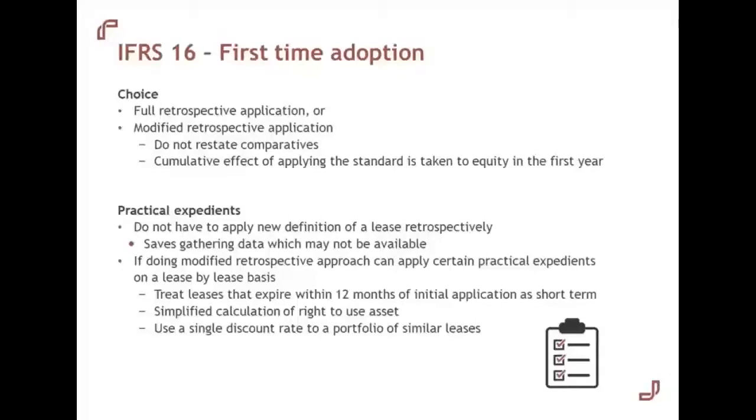Also, if you're doing the modified retrospective approach, where you have leases that are near the end of their life, so they may have been a very long lease but are within 12 months of the end at initial application, you can treat them as short term and therefore just a P&L charge rather than creating the asset and liability. Similarly, there are some slightly simplified calculations of the right-of-use asset rather than trying to create an asset and depreciate it. And we also have an option of using a single discount rate for a portfolio of leases.